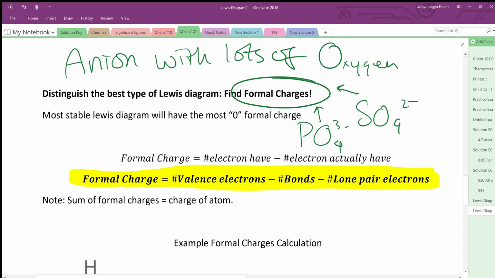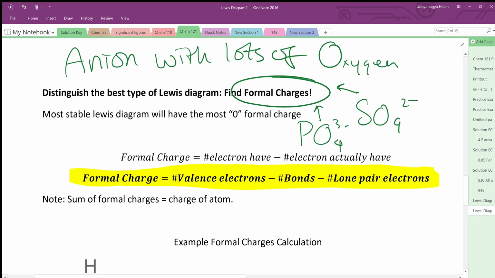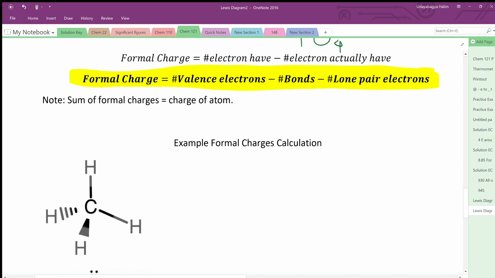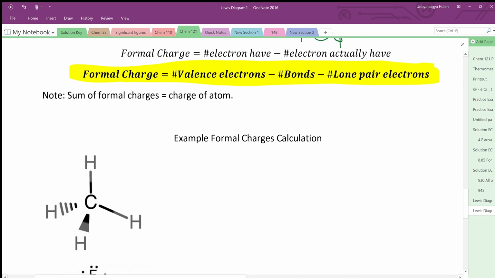The idea of formal charge is that it's equal to the number of electrons that the atom has minus the number of electrons they actually have, right? And the number of electrons it actually has is the number of valence electrons minus the number of bonds minus the number of lone pair electrons. So let's do some calculations, and we'll do one that's kind of easy. In this case, we'll do CH4. I'm going to calculate the formal charge of carbon.